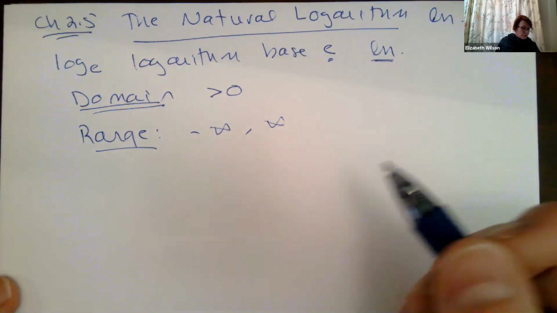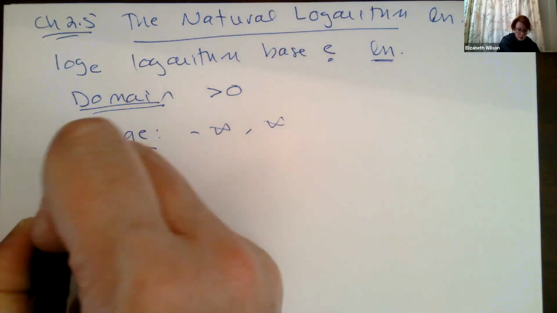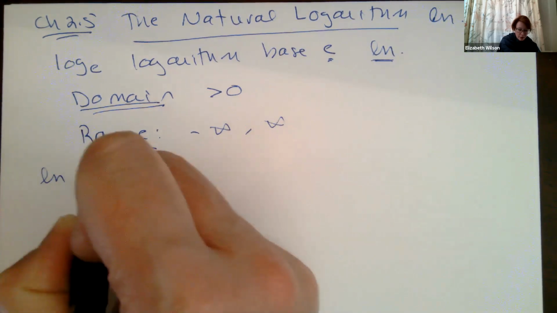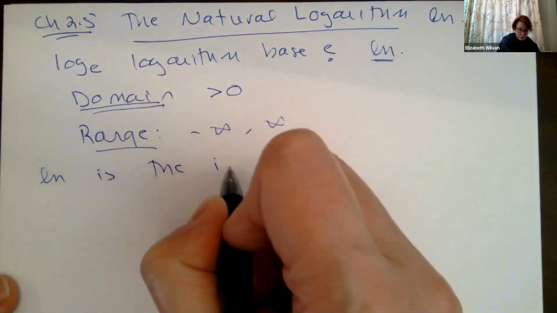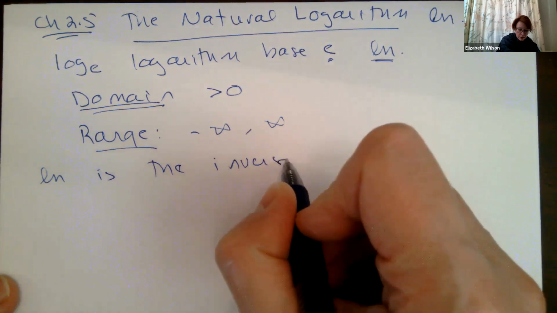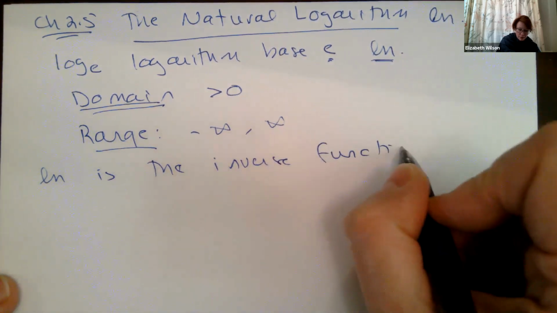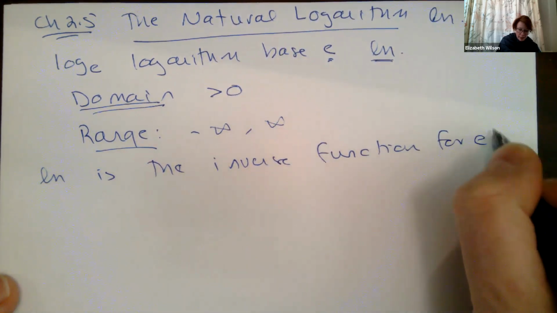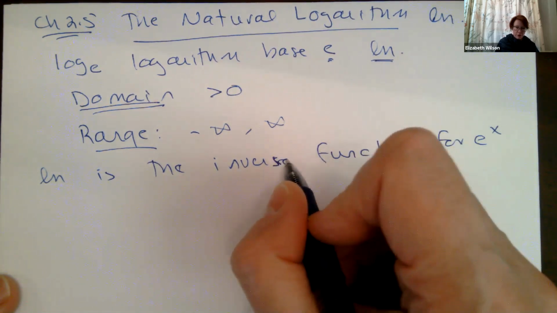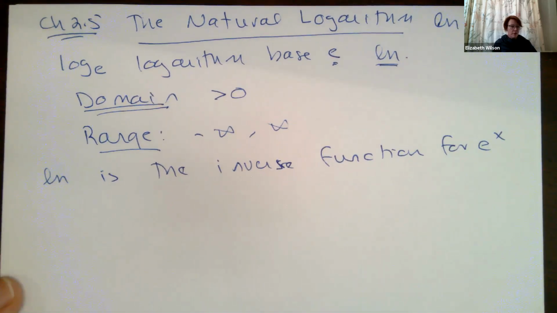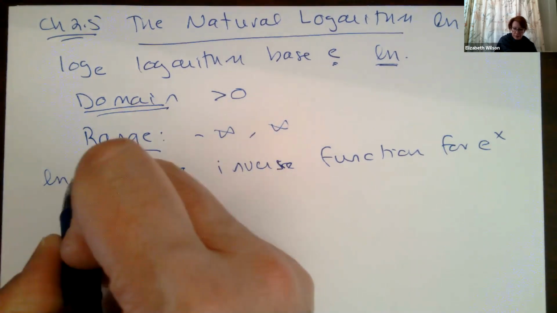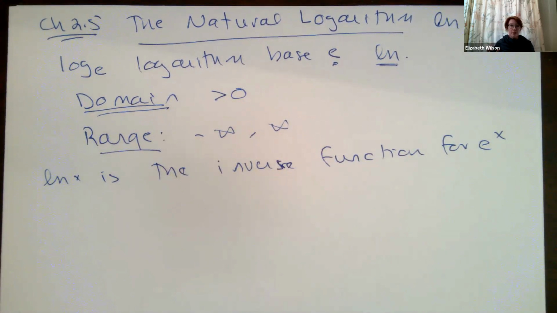Okay, so we also want to talk about the natural log being the inverse function for e to the x. Inverse function for e to the x. Just think about ln of x and e to the x as two sides of the same coin. One's an inverse of the other.